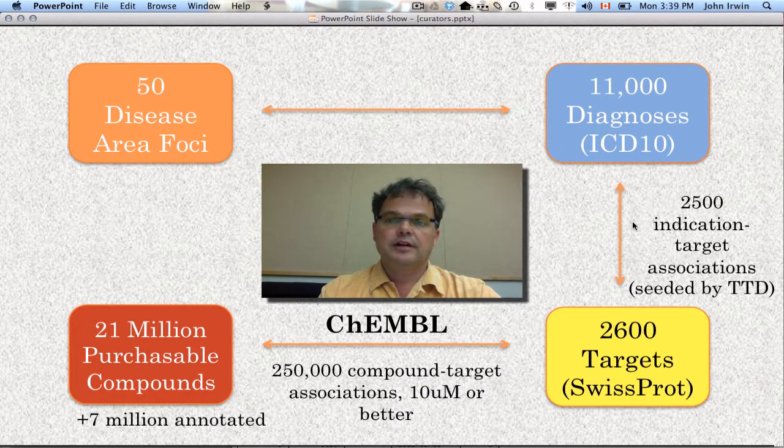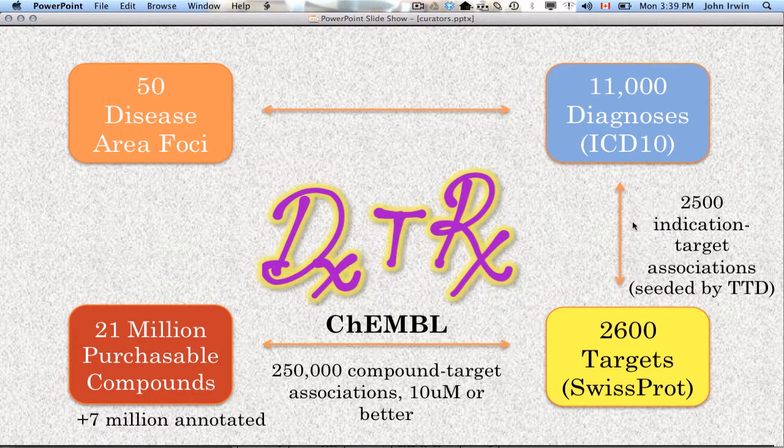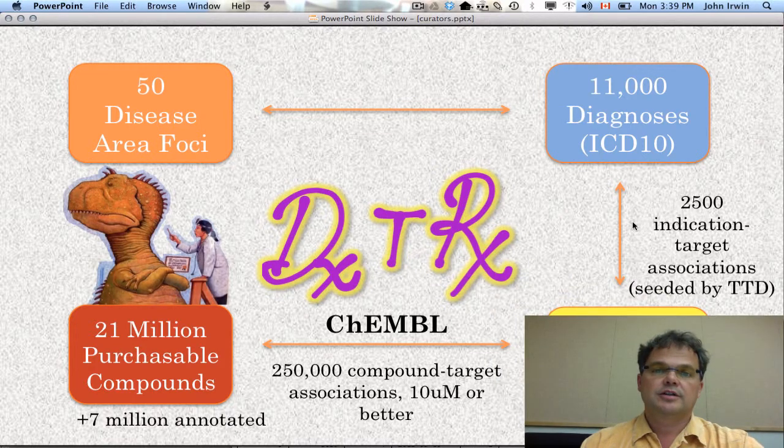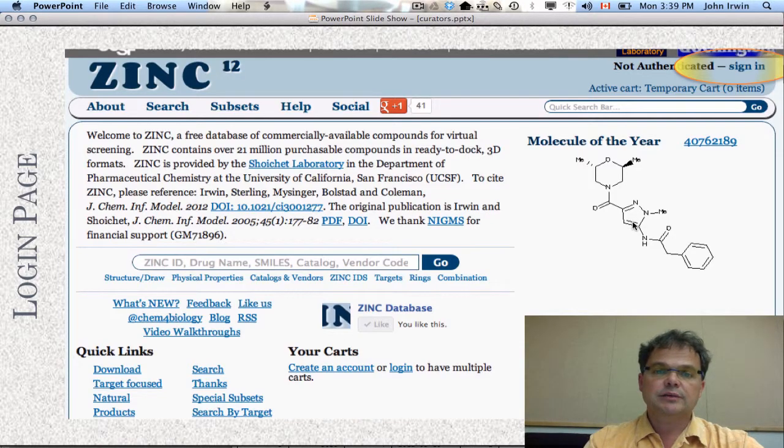And the diagnoses are organized into disease area foci, so cardiovascular disease, tropical diseases, and so on. And since it's from diagnosis to prescriptions, drugs via targets, we call it DxTRx, and because it has T-Rex in it, we have a dinosaur as our logo. So let's get right started.